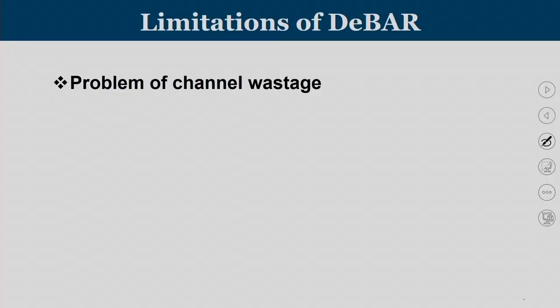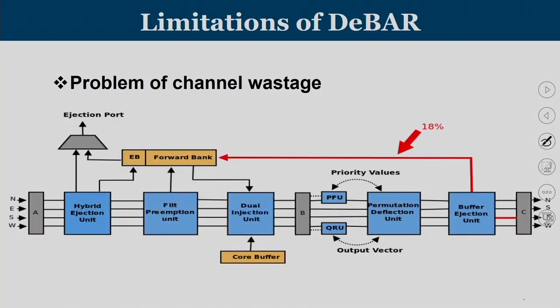The first problem with respect to DBAR is channel wastage. This is the router pipeline of DBAR. Now, consider the case where you have a flit waiting in the core buffer. Injection from the core buffer into the router pipeline can happen only if one of the links in the router pipeline is idle.